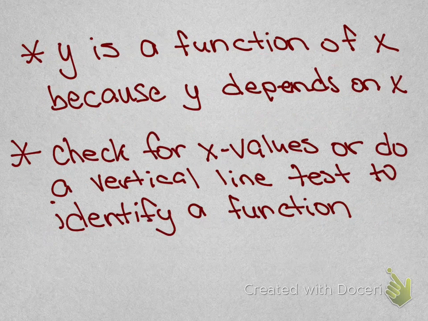Alright, remember that y is a function of x because y depends on x. And then, to identify a function, remember you check your x values or you do a vertical line test. So checking your x values, you make sure none of them are repeating. If they are repeating, it's not a function. If it doesn't repeat, it is. Vertical line test, remember if it goes through the line more than once, if it touches more than once, then it's not going to be a function.